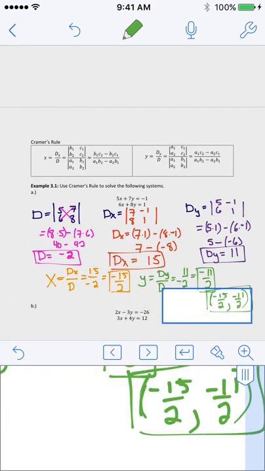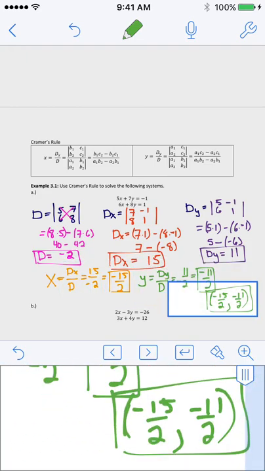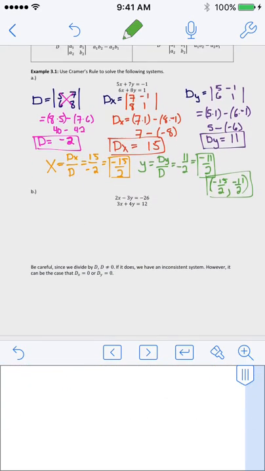How many people love Cramer's rule? Because it just comes down to three numbers and then you divide. That's it. That's all it was.